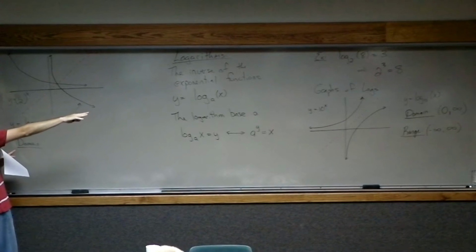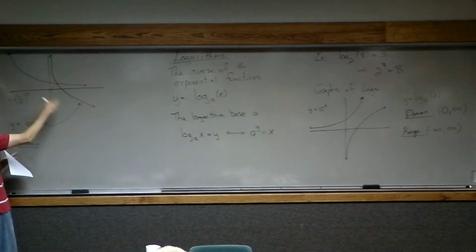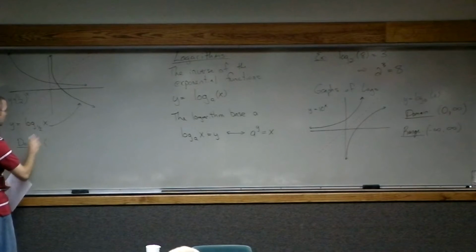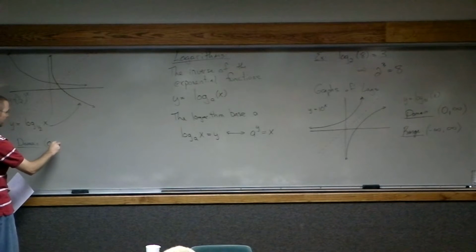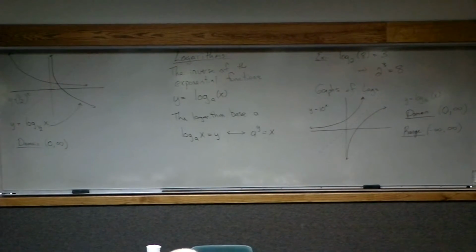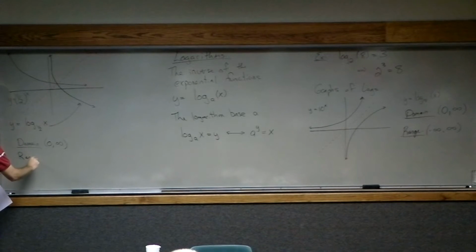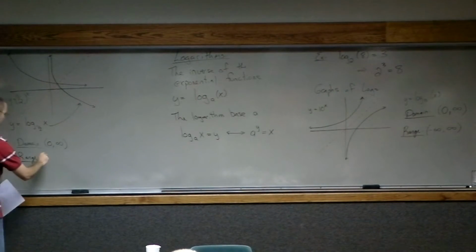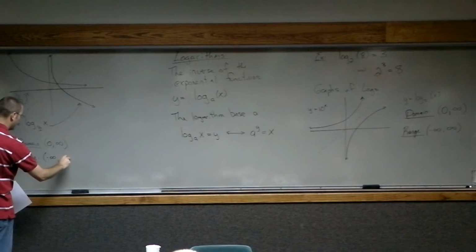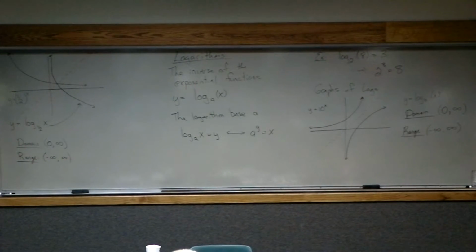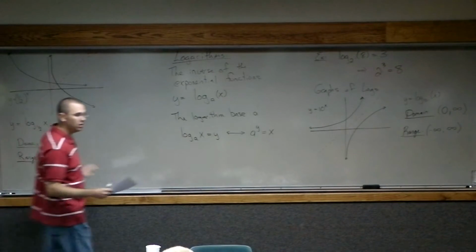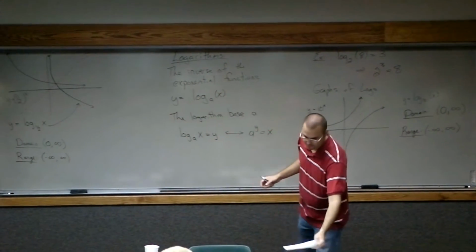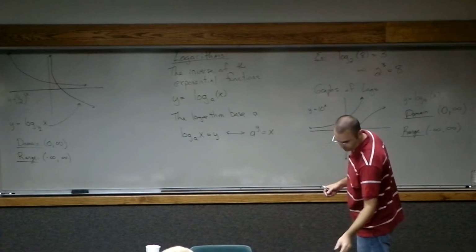And all exponential functions have the exact same domain. So all logarithm functions must have the exact same domain and range as well. The domain of this particular log function is everything greater than 0. Our range, just like the one over there, negative infinity to infinity. Every logarithm function has the exact same domain and range. Just because I change the base doesn't change the domain and range. They're always going to be the same.